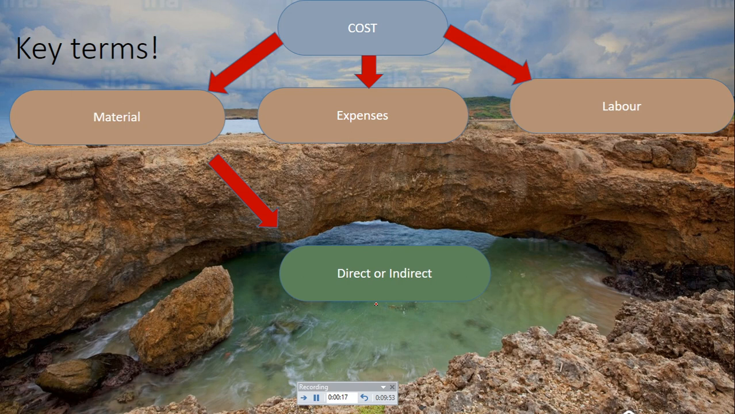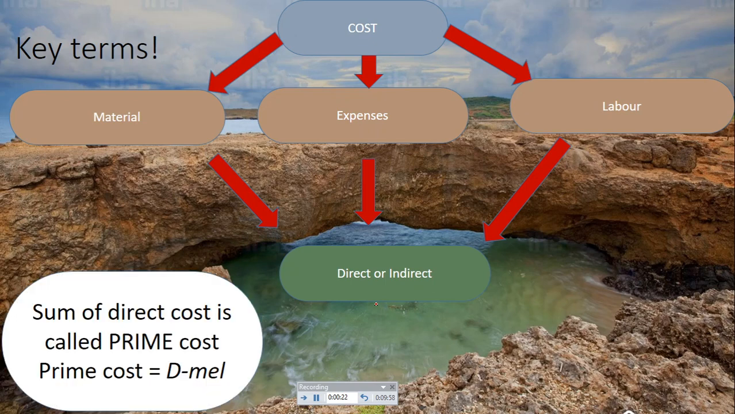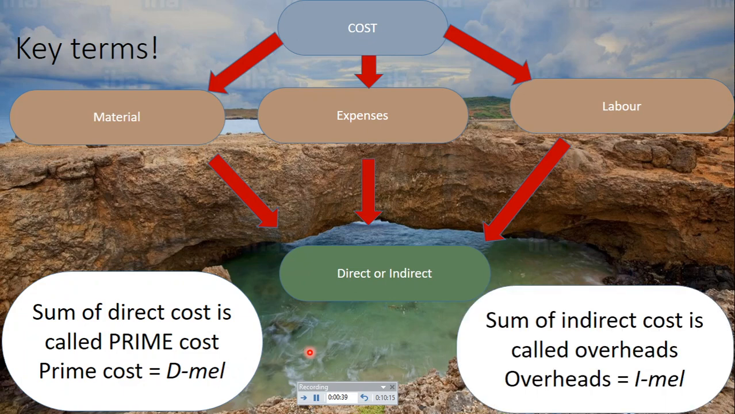Material can be direct or indirect. Expenses can be direct or indirect. Labor can be direct or indirect. So the sum of all the direct cost is called your prime cost. Remember the code DMEL: direct material, direct expenses, and then direct labor. The sum of indirect cost is called your overheads. If you add I in front of these three headings, that becomes indirect material, indirect expenses, indirect labor. If you add it up, it's your overheads. If you put D in front, direct material, direct expense, direct labor, it becomes your prime cost.